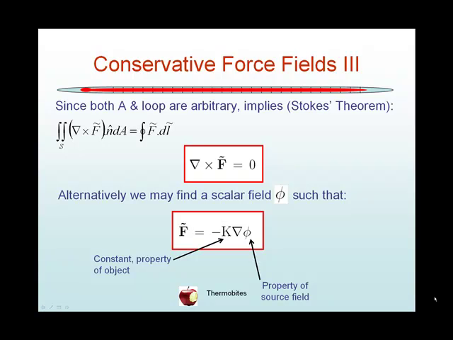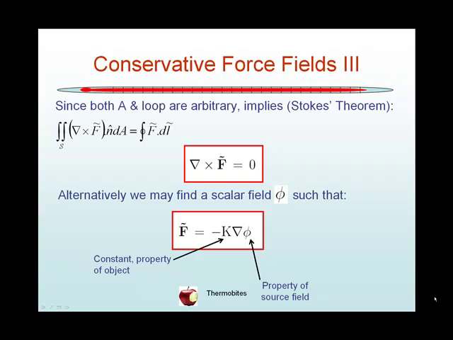Now, since both the point A that we chose and the loop are arbitrary, we can use Stokes' Theorem, and if you need to look that up in a maths textbook and revise that, then fine. Stokes' Theorem says that the surface integral of the curl of F dot n, where n is the normal to that surface, dA, so it's an area integral, is equal to the closed loop integral of F dot dl. And since we've shown for a conservative force field that the closed loop integral is equal to 0, it means that the curl of F is equal to 0.